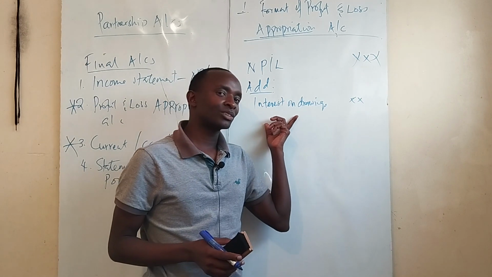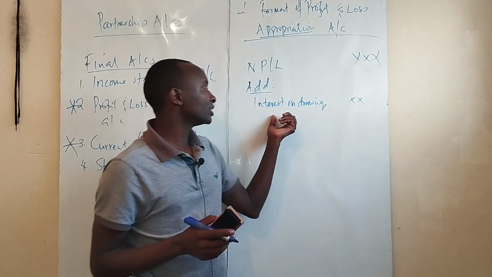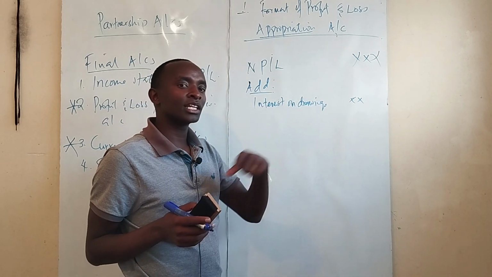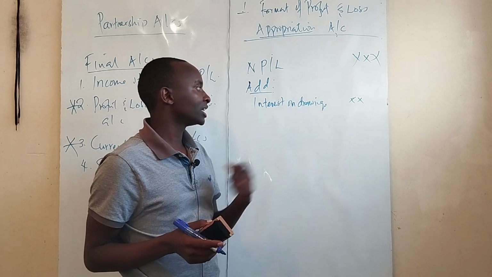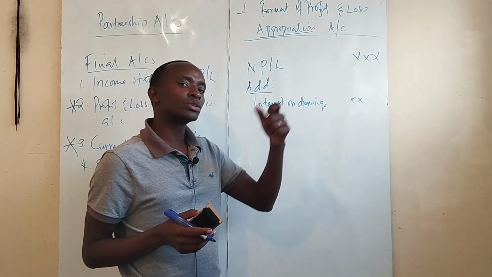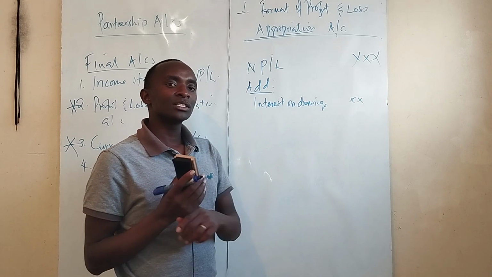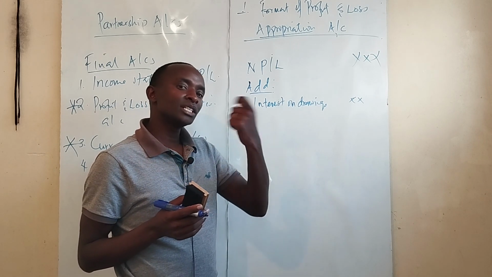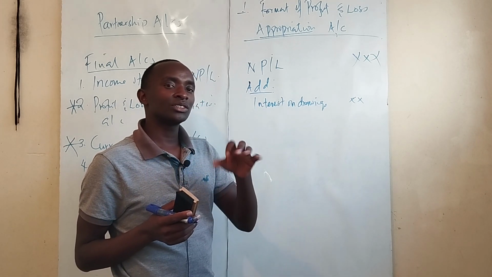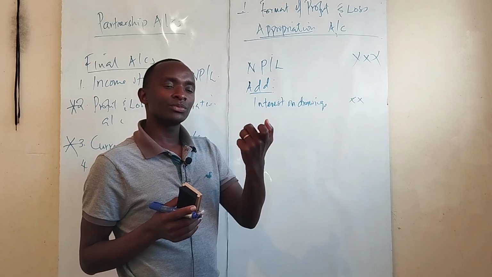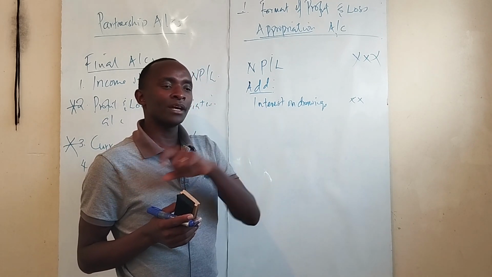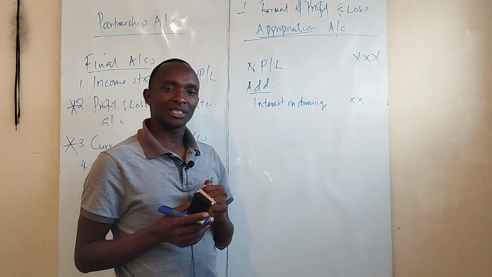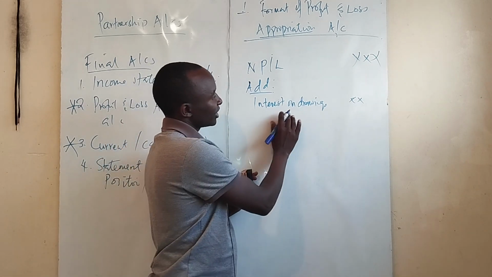And why are we adding interest on drawings? It is this way: the partnership business is a formation of more than one partner, and they introduce capital to start this business. So when they want to withdraw some capital, the partnership business or that organization will charge them some interest. So the partnership organization is benefiting from the drawings that these people are drawing. So that interest is going to add on the profit. It's a benefit to the partnership business. I want to believe that is clear. So that's where we are adding.